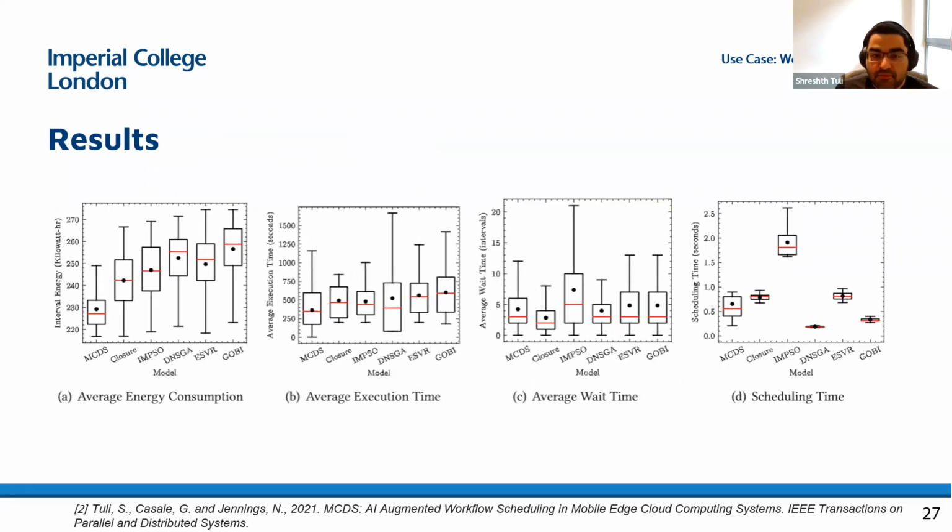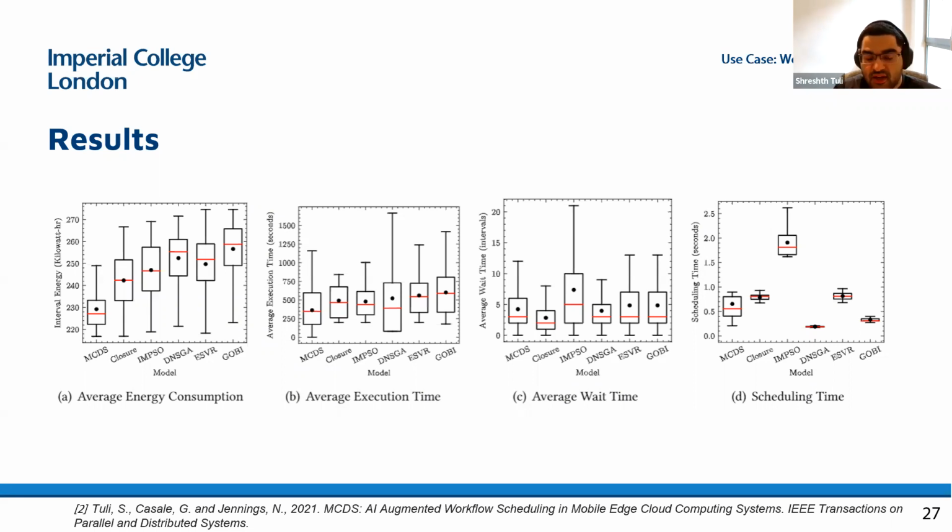So these results compare this long horizon approach with the approach that I described previously, which was GOBI. So this approach that I just described is what we call MCDS, which stands for Monte Carlo Deep Surrogate Models. And we use particle swarm optimization, IMPSO, evolutionary strategies, and a game theoretic model as baselines.